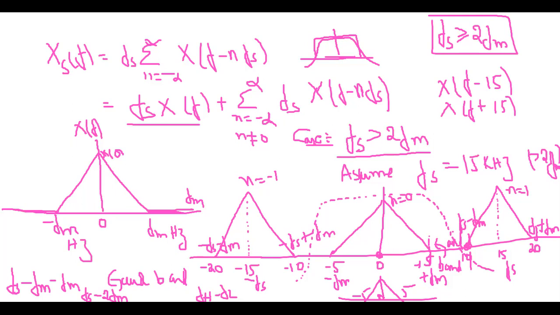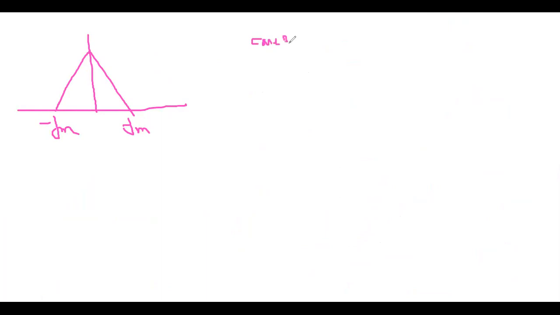Second case, Fs is equal to 2 Fm. The same original signal you can take, original signal from minus Fm to plus Fm. Okay, now the case 2. Case 2 is Fs is equal to 2 Fm, the equal condition only.